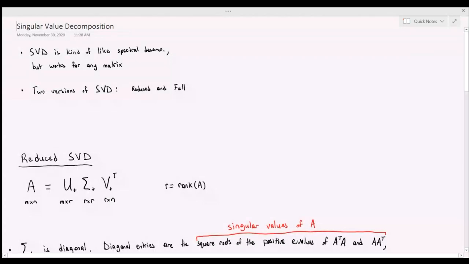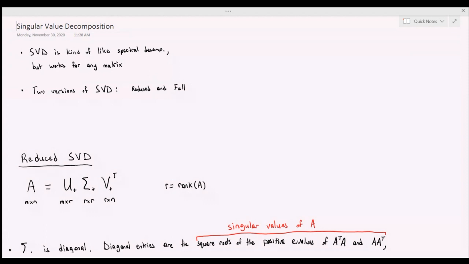All right, but now I'm going to move on to the singular value decomposition. So let's talk about what that is first. So the singular value decomposition, it's actually kind of similar to like the spectral decomposition, but whereas the spectral decomposition was only for symmetric matrices, the singular value decomposition, it actually works for any matrix, including like non-square, so rectangular matrices. So every matrix can be factored into a singular value decomposition, okay?